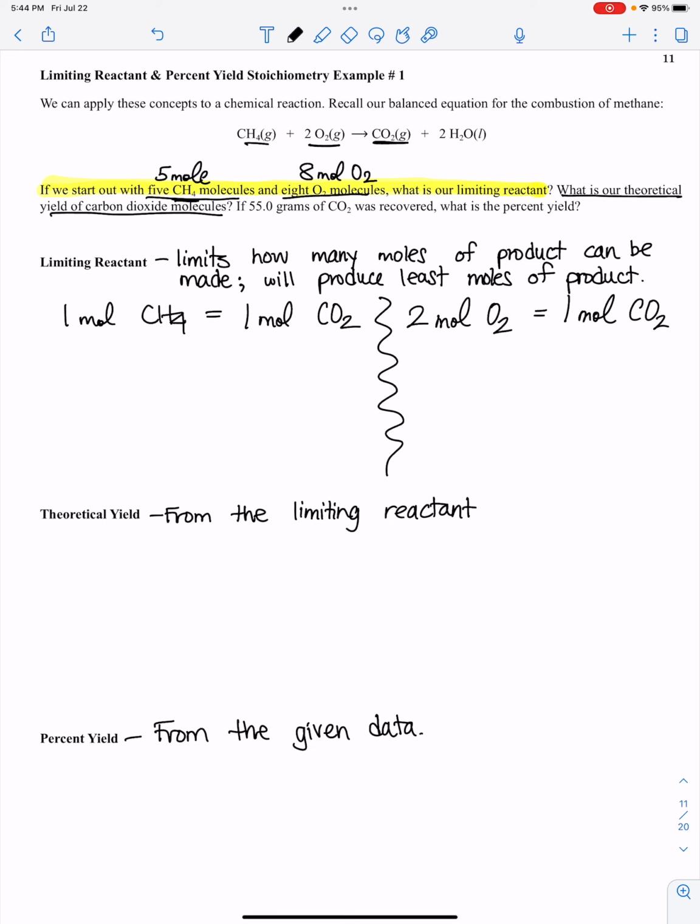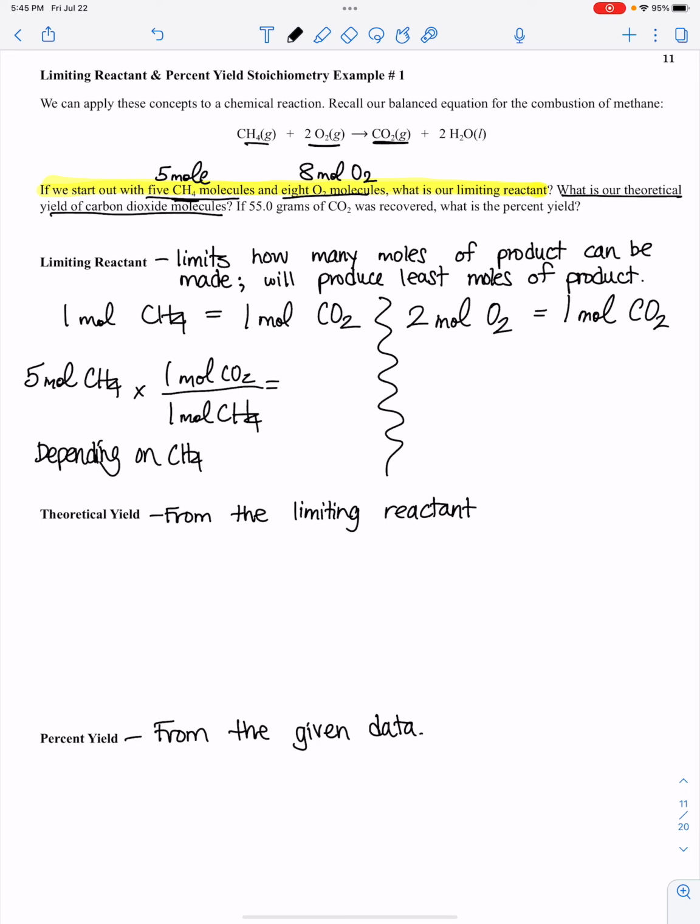Well, in this case, I have 5 moles of CH4. If I had 5 moles of CH4, you could see clearly that this is a 1-to-1 mole ratio. For every 1 mole of CO2, there's 1 mole of CH4. So if I'm depending on CH4 alone, I will get 5 moles of CO2.